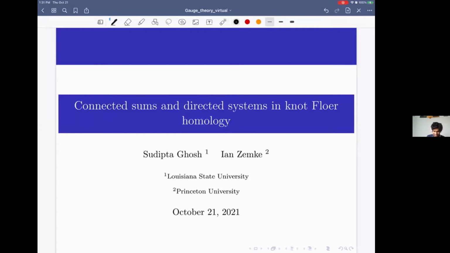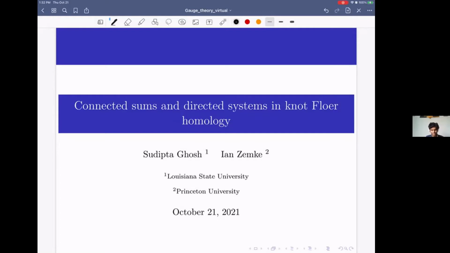At first I'm going to tell you about the motivation for this work, how we ended up with the connected sum formula. Then for the majority of the talk, I will discuss the proof of the connected sum formula, how we can approach this. And at the end, I will talk about how we can deduce the oriented skein relation for the minus version of instanton knot homology.